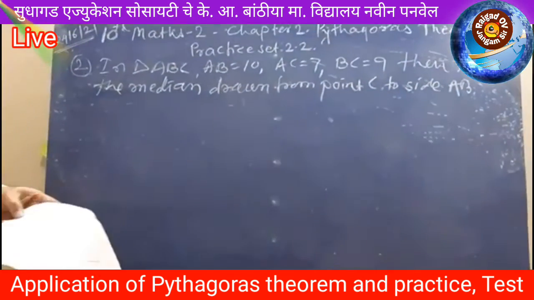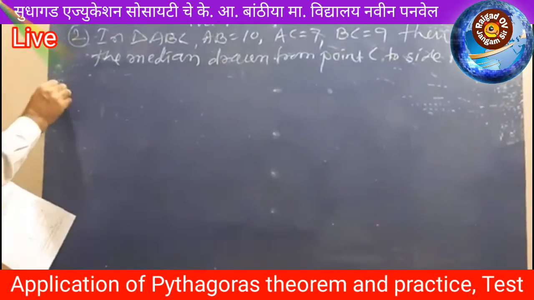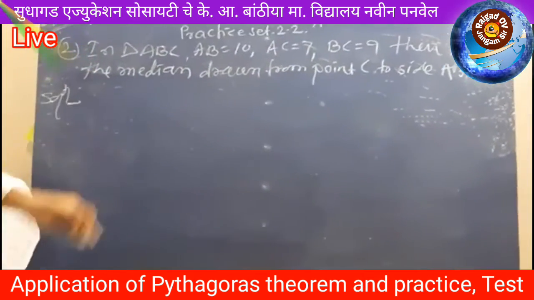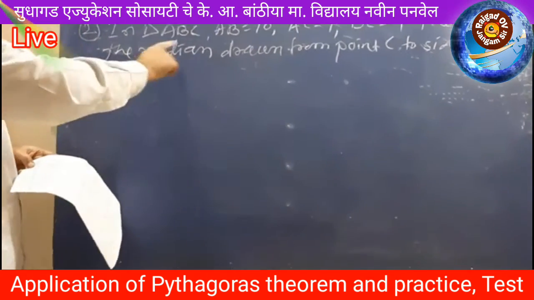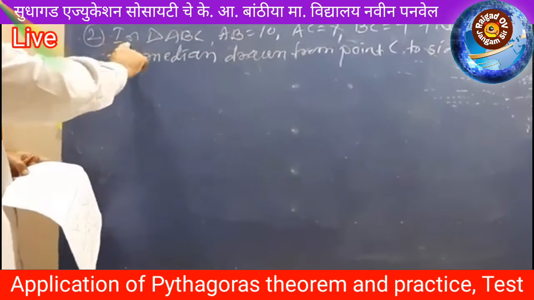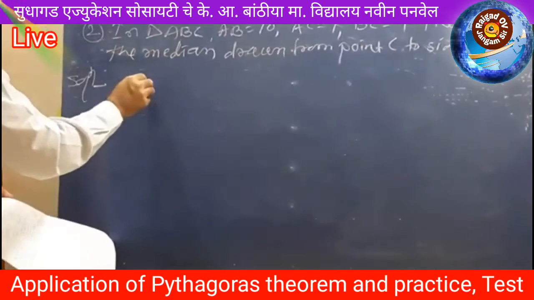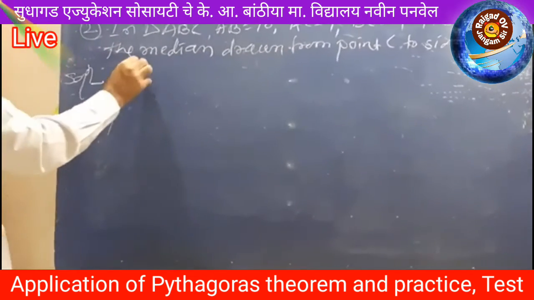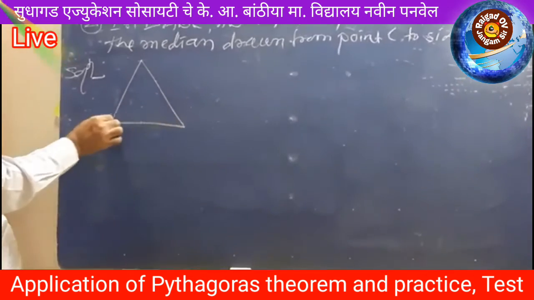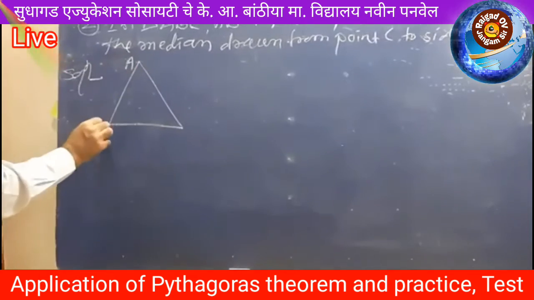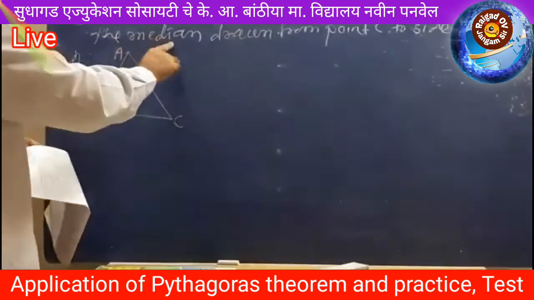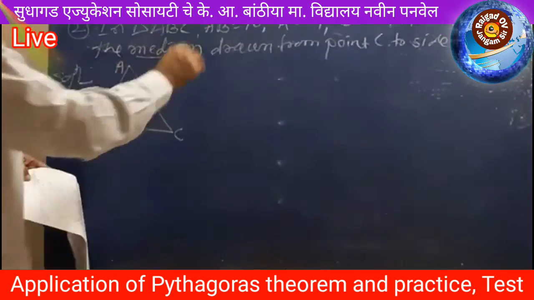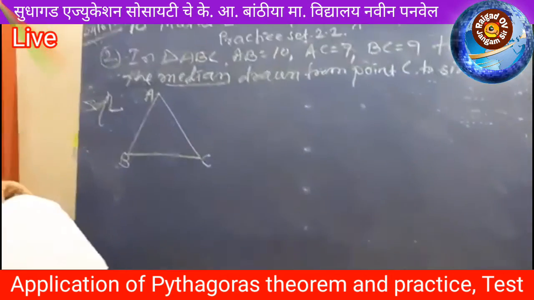This is our example. First, what can we do here? Yes, first we can draw a figure from the given information. In our example, triangle ABC. We can draw here triangle ABC. The next information, median. The word median is given here. That means this example is based on Apollonius theorem.